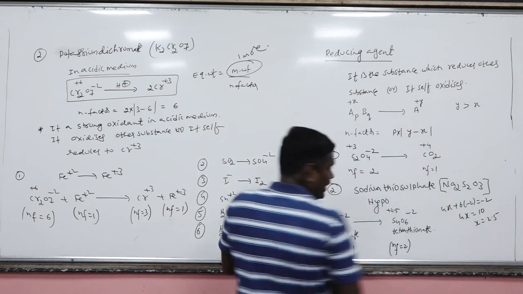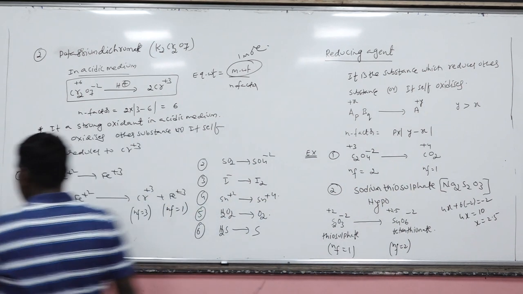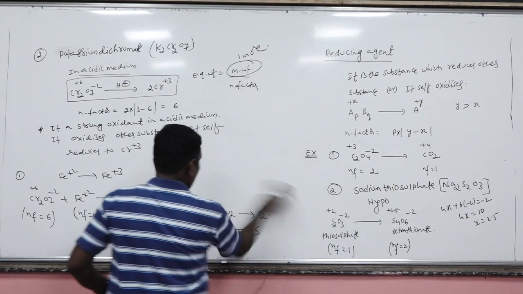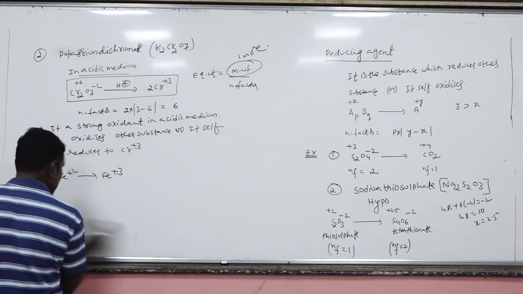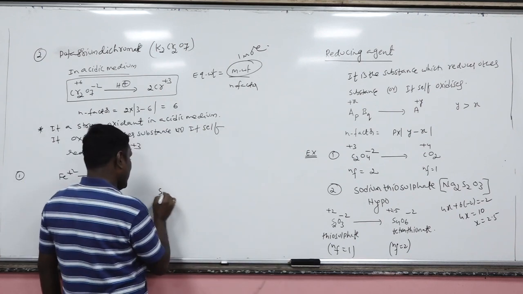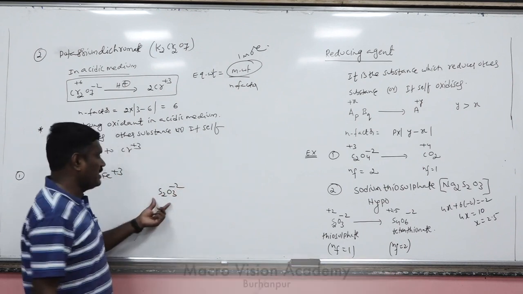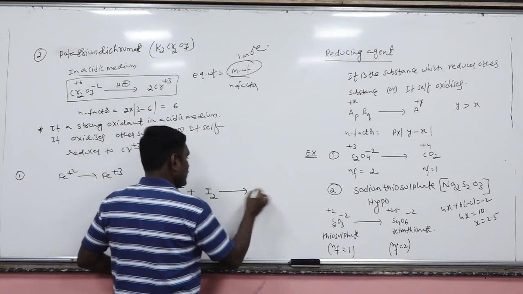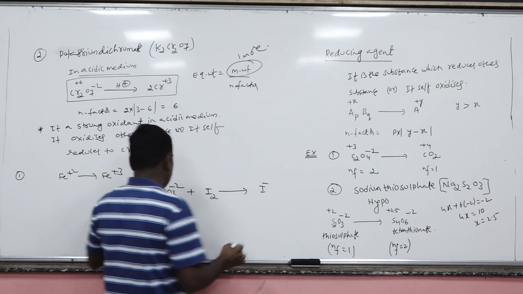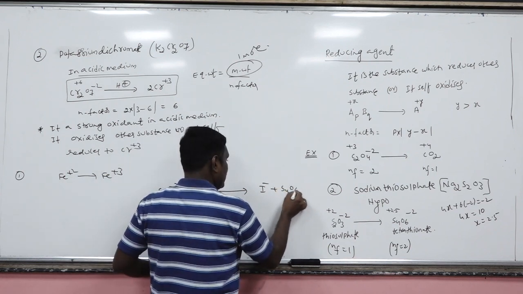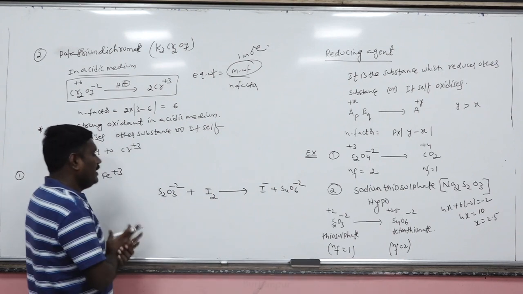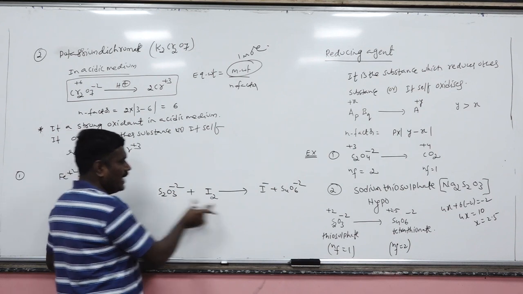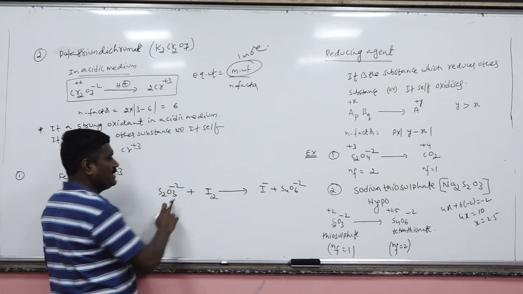Now, an important question is the estimation of iodine. In the estimation of iodine, how does hypo react with iodine? This is a very important one. This is hypo, sodium thiosulfate. This is iodine. This is iodide ion. And this is tetrathionate. This is a key reaction. Hypo reduces iodine into iodide ion, and itself oxidizes to tetrathionate.